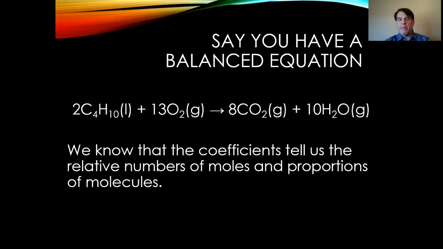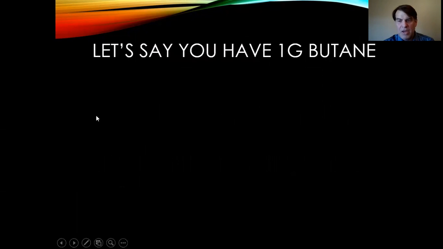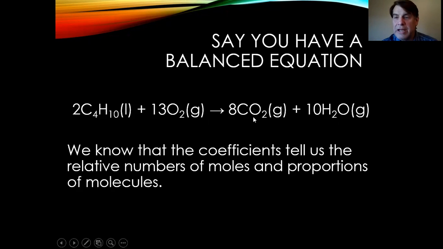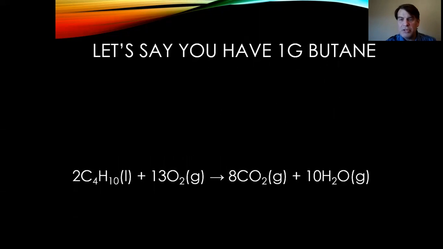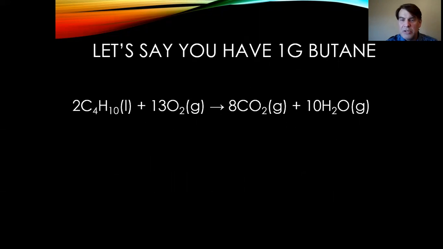Okay, so let's say you've got 1 gram of butane. So how much CO2 can I get from that? We could solve for any of them. If I've got 1 gram of butane, how much oxygen do I need for it to be fully used up? How many grams of carbon dioxide will I get if I start with 1 gram of butane? How many grams of water vapor will I end up with if I start with 1 gram of butane? Because we know the proportions and some other information, we can solve for that sort of thing.